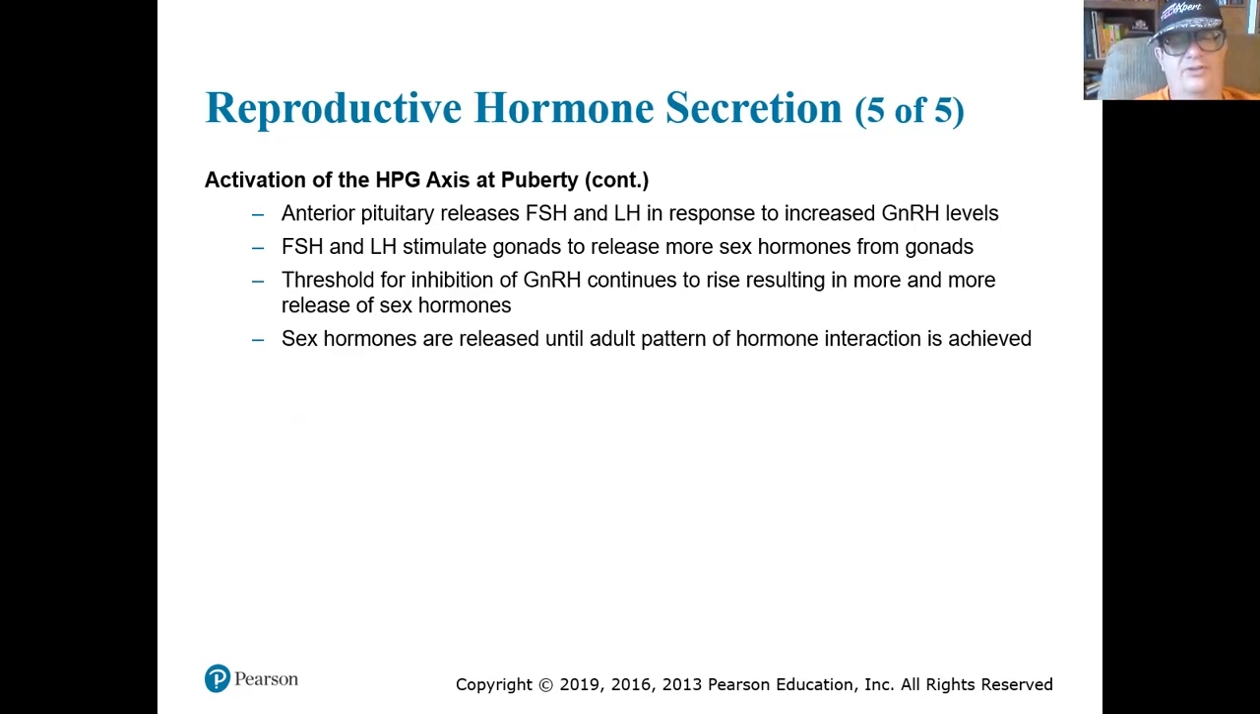Follicle stimulating hormone and luteinizing hormone will cause the gonads to release more sex hormones, and the threshold for inhibition of the gonadotropin releasing hormone will go up higher. That means you have to reach a higher level to cut it off, and that means we don't reach it as easily. We don't cut it off, and more sex hormones are getting released. The sex hormones are released until an adult pattern of hormone interaction is achieved. Great.